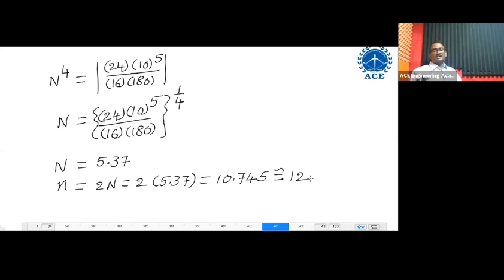But we should not take 11. The reason is that the number of subintervals in Simpson's rule should be even. So how can you take 11? Take 12. You should not take 10 also, because we need more than 10 subintervals. That's why 11 is not possible, and 12 is possible. Note this problem and try it yourself.